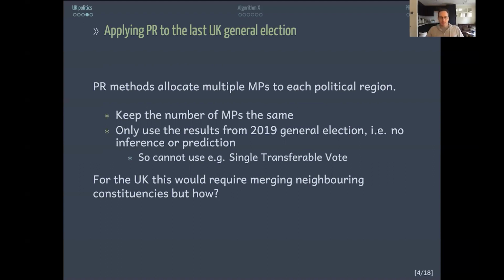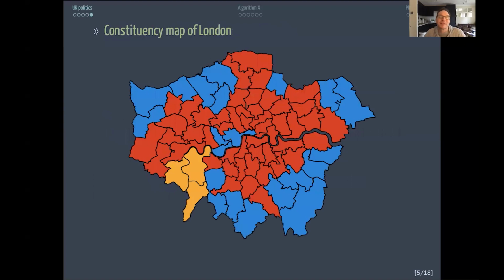So I basically tried to follow the Irish technique of having multiple MPs for a constituency, but what I would do is aggregate the votes within my merged constituencies. Now, that left the problem of how you would merge neighbouring constituencies. To give you an idea of what the constituency map looks like, I've got here the constituency map of London. The UK is divided up into 12 what I call statistical regions as well.